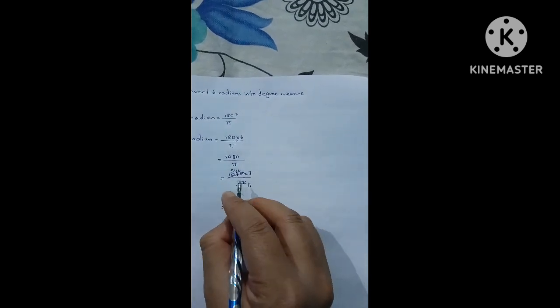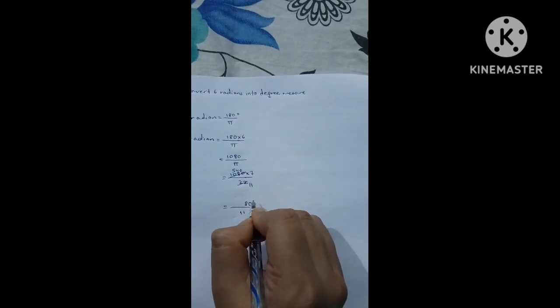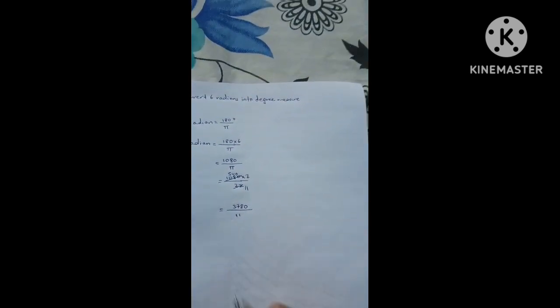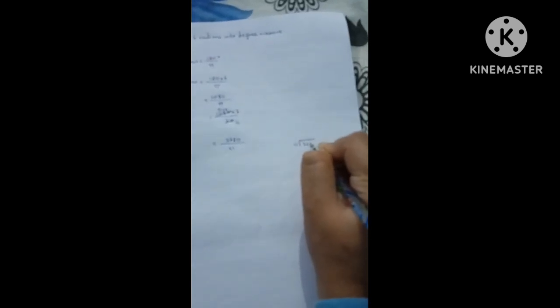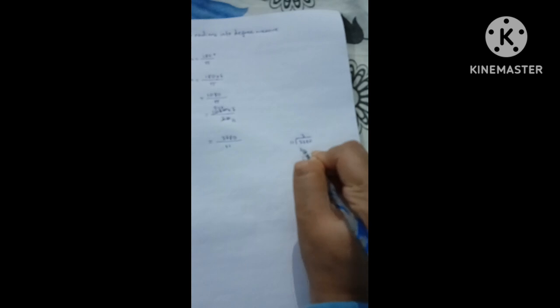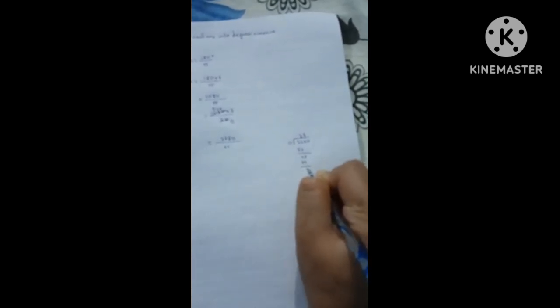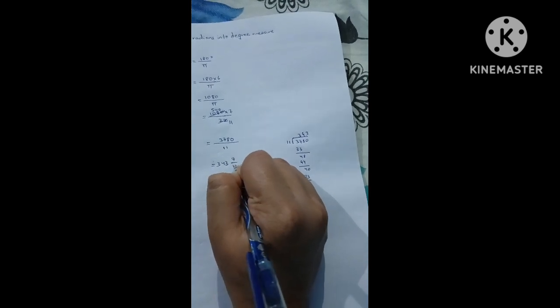This becomes 7560 upon 22, which is 3780 upon 11. Now let's simplify this. This is equal to 343 into 7 upon 11 degrees.